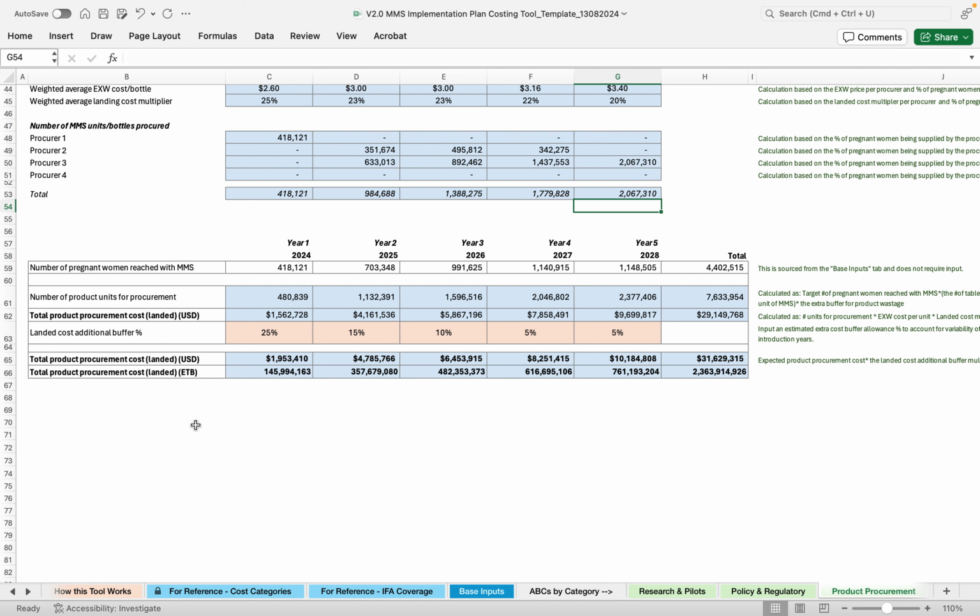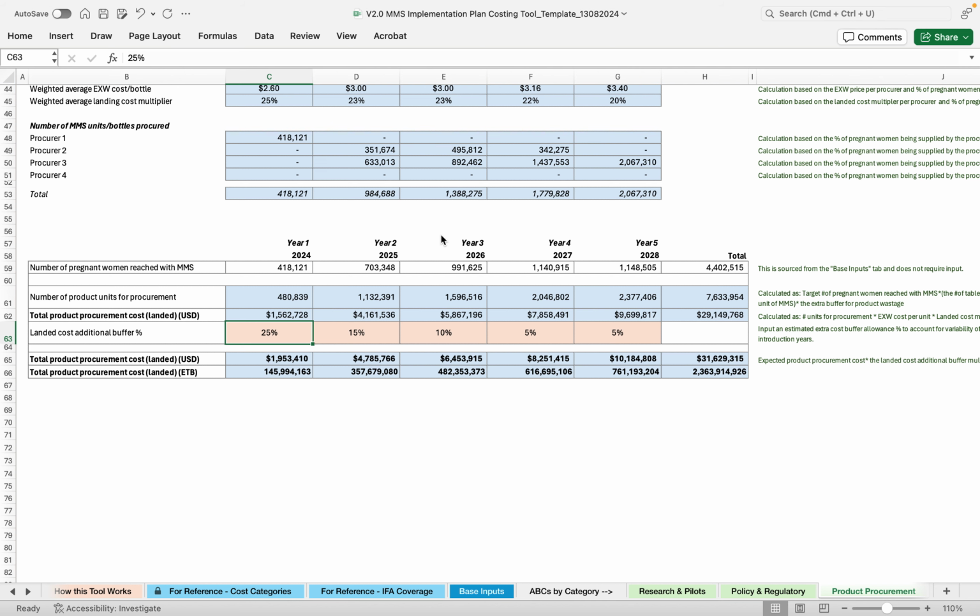To get to the final product procurement cost, the tool pulls in the number of pregnant women reached with the MMS from the Base Inputs tab. The number of product units for procurement is the same as the total of MMS bottles procured up here, but the extra buffer for product wastage is added to it. And then it multiplies it by the ex-work cost and the landing cost multiplier to understand what the total product procurement cost, landed cost in USD, is. Then there's an option to add a landed cost additional buffer.